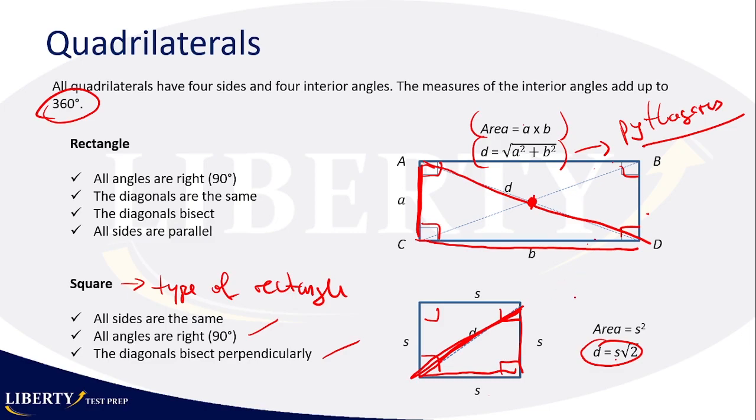Because you might be tempted to do the Pythagoras theorem here, and that would just be a waste of time if you say s squared plus s squared is equal to diagonal squared, and then you'll find out that it gives you the same thing. Okay, so it's not important here. So just go and memorize this formula for the diagonal.